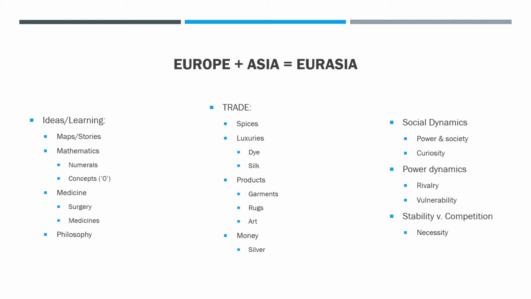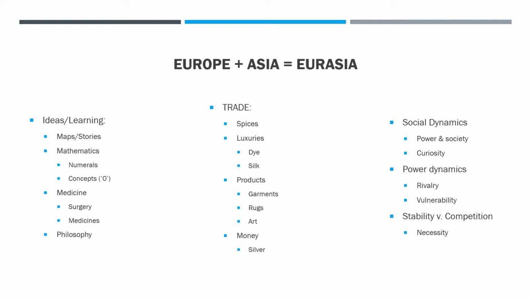mathematics. Also, ideas such as medicine, particularly surgery and medicines, are transported along these trade routes. This allows for an extension of life in the Mediterranean, for tackling diseases, for approaching curing illnesses. Along these routes also comes philosophy.